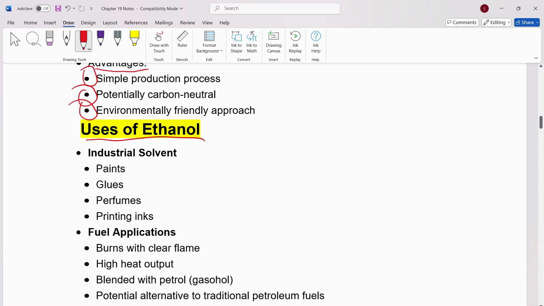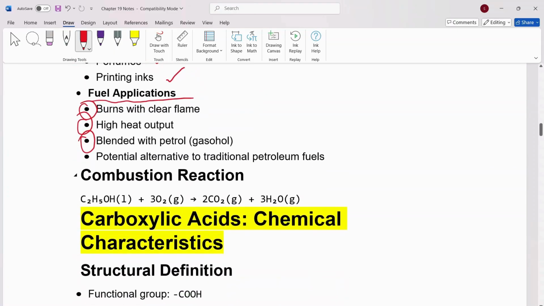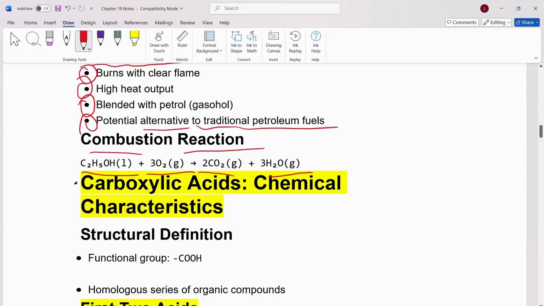Uses of ethanol. Industrial solvent used in paints, glues, perfume, printing ink. Fuel applications: burns with a clear flame, high heat output, blended with petrol, gasohol. Potential alternative to traditional petroleum fuels. Some combustion reaction. Here you have the reaction which produces carbon dioxide and water.